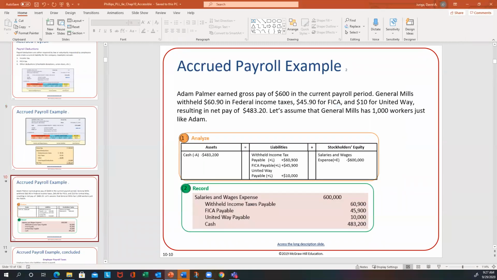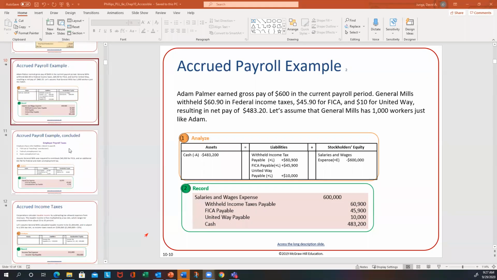Okay. And on this one, they're just showing you the journal entry. Notice, again, you'd be debiting an expense account, and then you've got several different liability accounts. You've got income taxes payable, FICA, United Way payable, and so forth. And these types of liabilities, once you record those journal entries, would then get reported on the financial statements.